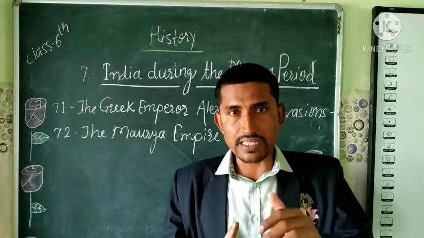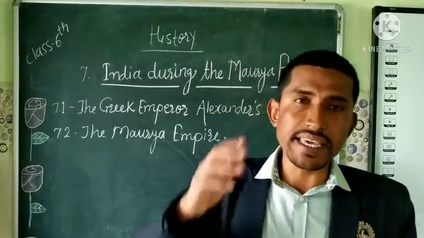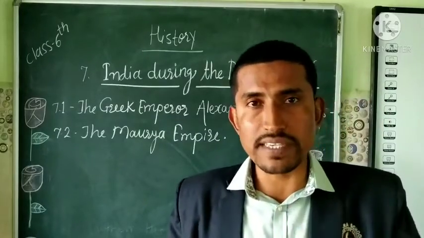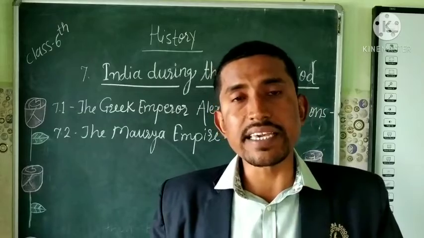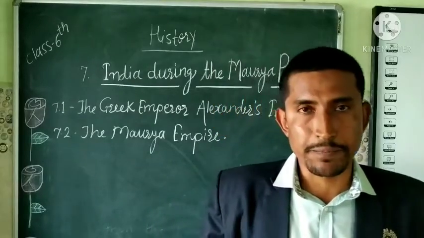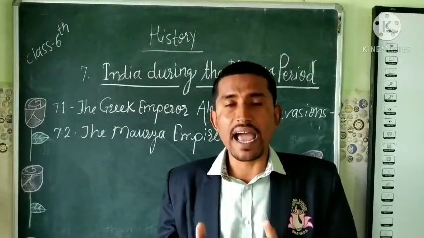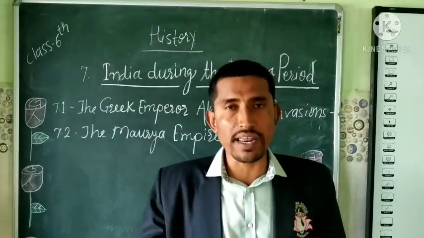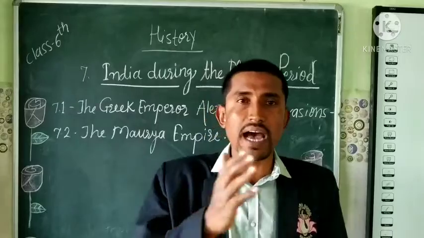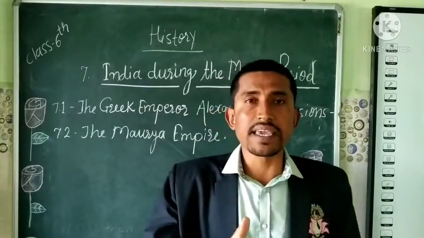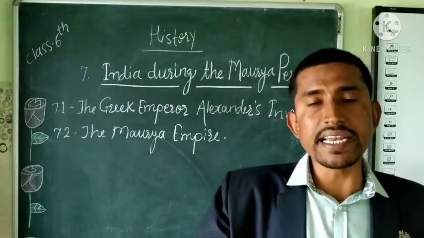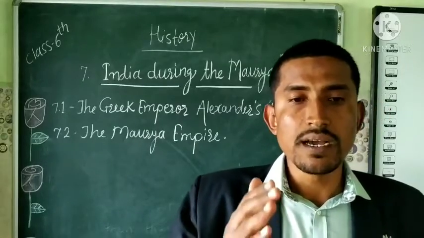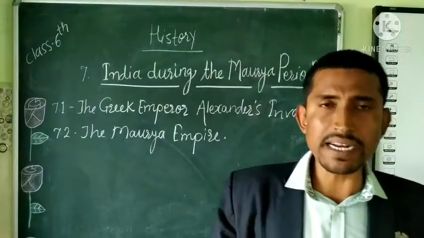When he attacked India, on his way many Indian local kings opposed him. They resisted his campaign. But Alexander had a huge army. He was a great warrior, and due to the support of his army and weapons, he defeated the Indian kings and marched up to the Punjab.